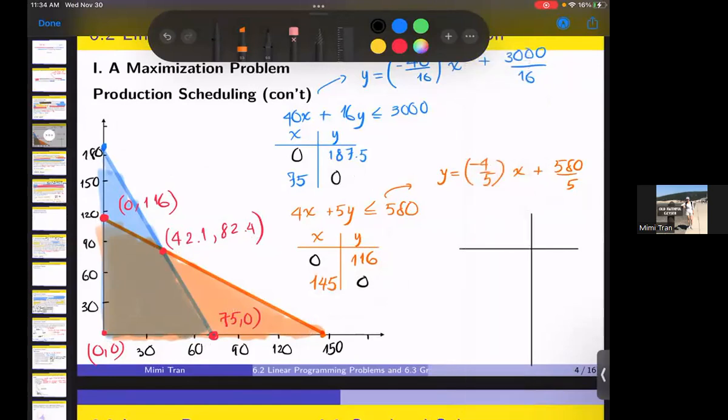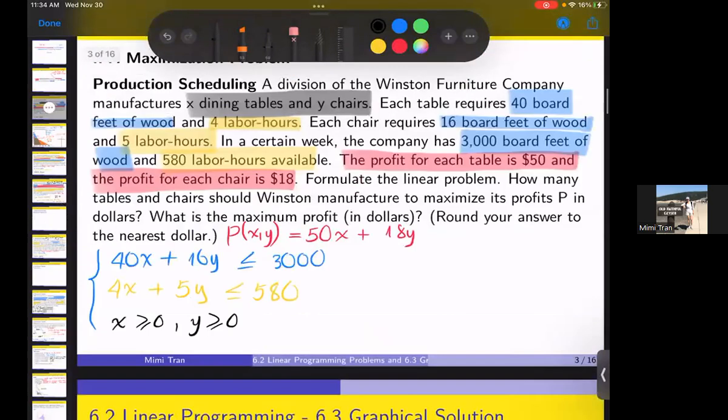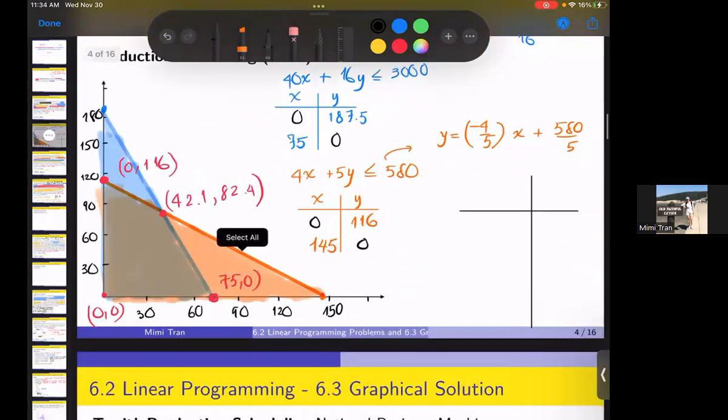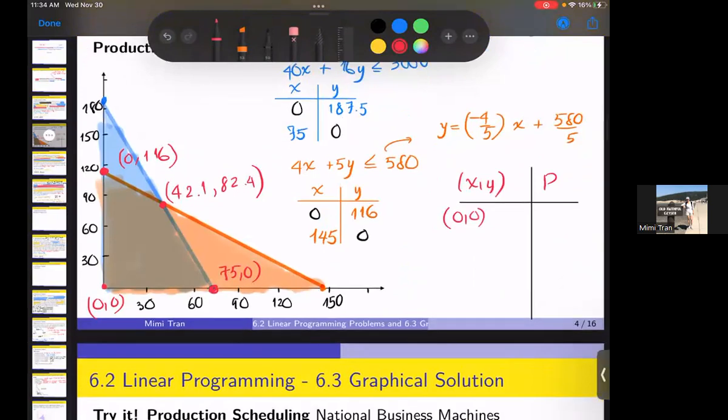Now we have to determine, well, this is a profit, so maximum. Zero zero is not much help, but we just put it there. 75, comma 0, 0, 116, 42.1, 82.4. I have my result here. I'll give you the happy ending.